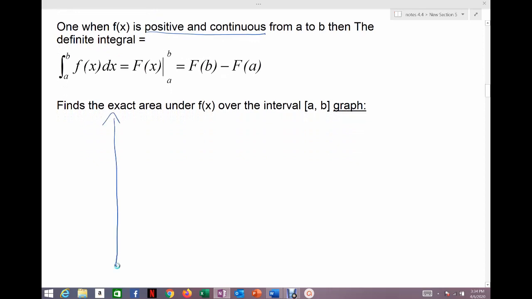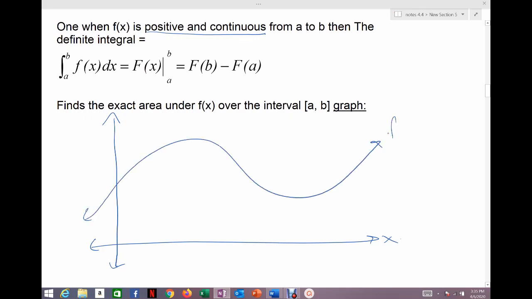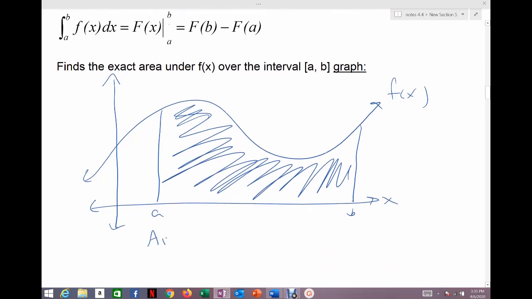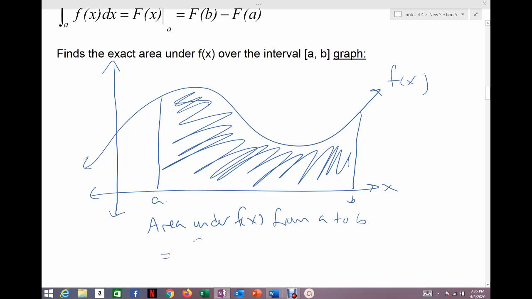And so the picture is what we talked about in the previous examples. This would be my function f of x, which is positive and continuous from some point A to some point B. This area can be found by my integration. The area under f of x from A to B equals the definite integral of f of x from A to B. When we solve that, that's what it finds.